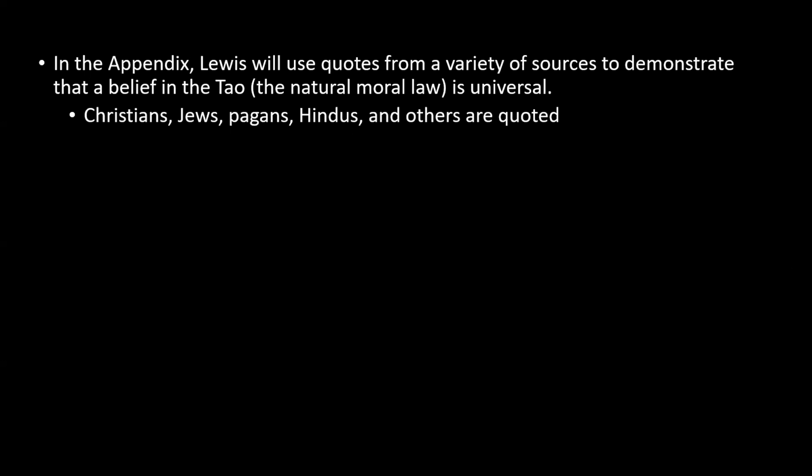And then in the appendix, what you'll find, we're not going to go through it, but Lewis is going to use quotes from a variety of sources to try to demonstrate that a belief in the Tao, in the natural moral law, is universal. He's going to quote Christians and Jews and pagans and Hindus and others. He's going to show a few different things that universally people have agreed are good. He's going to show some moral truths that are universal to show evidence that it's not a Christian thing strictly to believe in this universal moral law, to believe in objective truth.